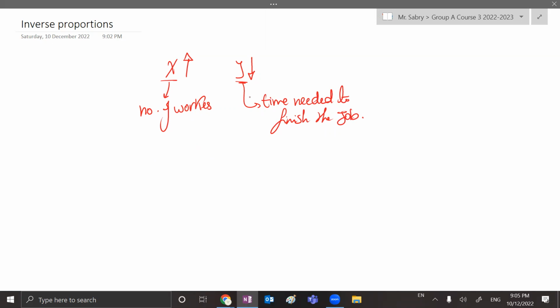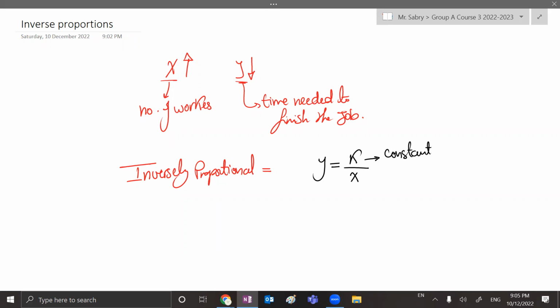Now, how do we represent this with math? Whenever we see the word inverse or inversely proportional, what do we do? Inversely proportional quantities follow a specific form, and that form is y equals k over x, where k is a constant. It's a number that never changes. We call it the constant of proportionality.